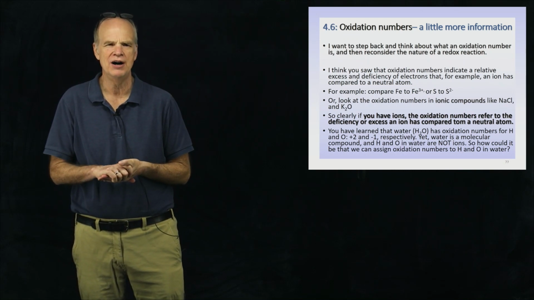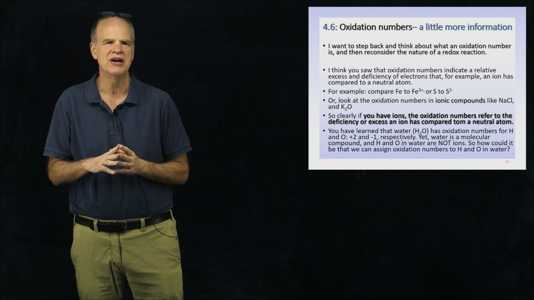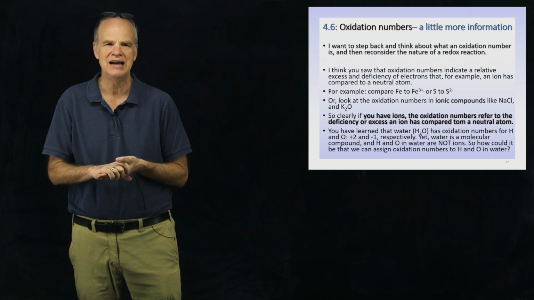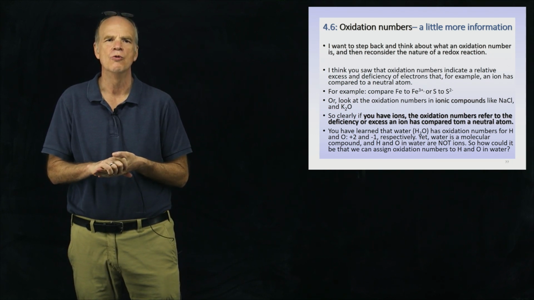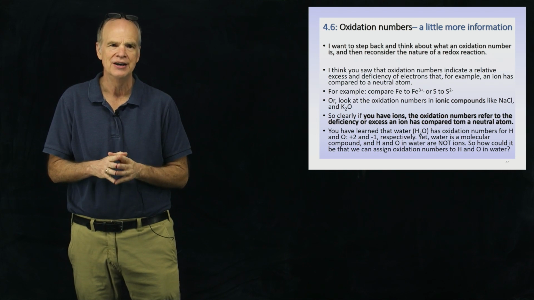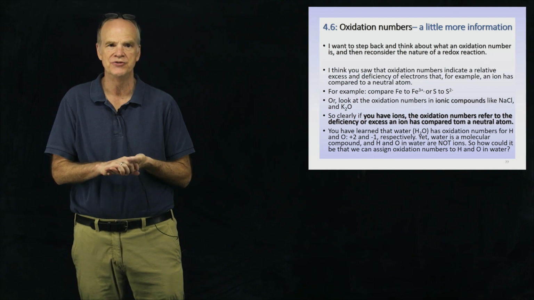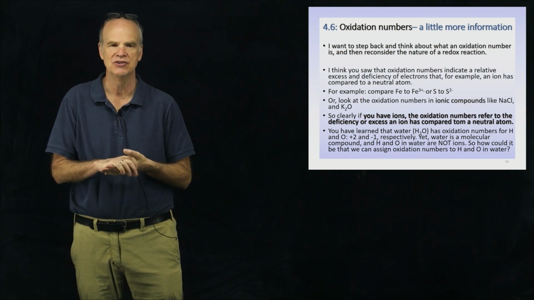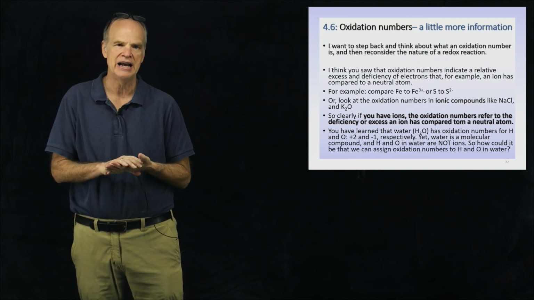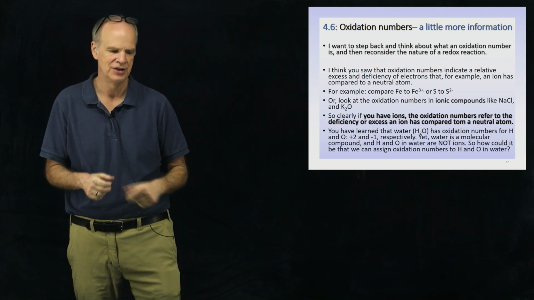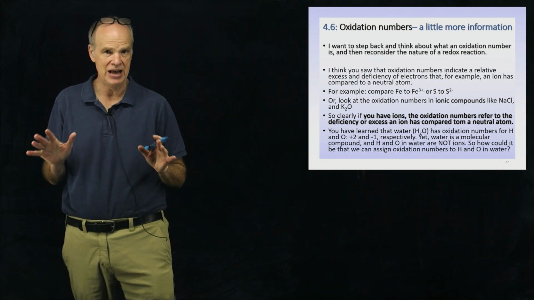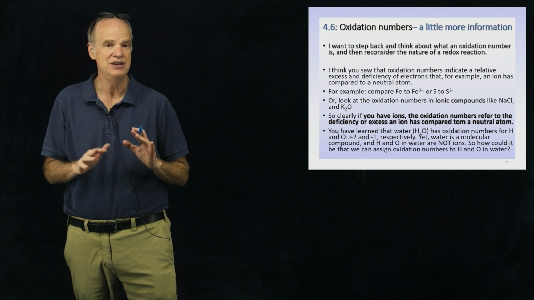And so I want to do a final presentation where I talk a little bit more about what oxidation numbers are. One of the things I think you saw so far is that oxidation numbers refer to the relative deficiency or excess of electrons that an atom might have compared to its neutral self. So let me just give you some examples where the oxidation number indicates that.